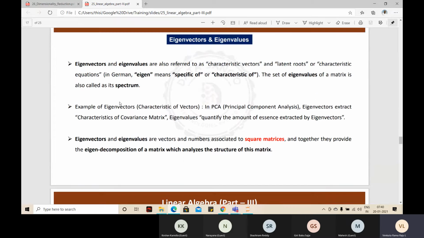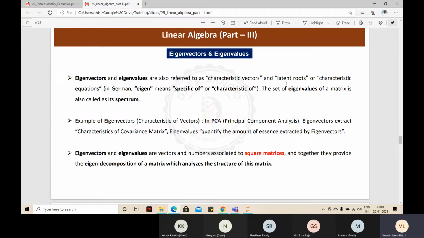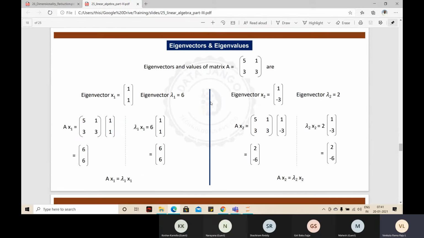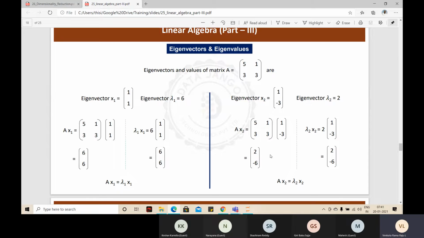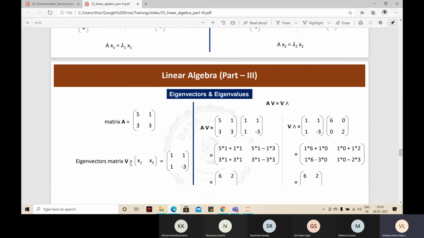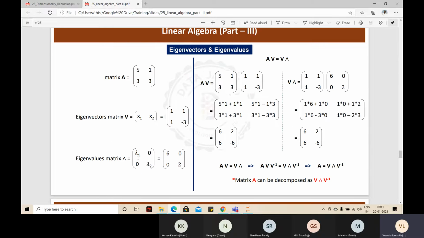Characteristic vectors, we call them eigenvectors, are characteristic vectors. Okay, latent vectors are characteristic equations. But eigen means characteristic. So characteristic vectors means there must be some quality to the matrix, and when you decompose it, the decomposition will carry the essence of the matrix. There should be some meaning to the matrix. When you decompose it, the decomposition will carry the essence of that matrix.